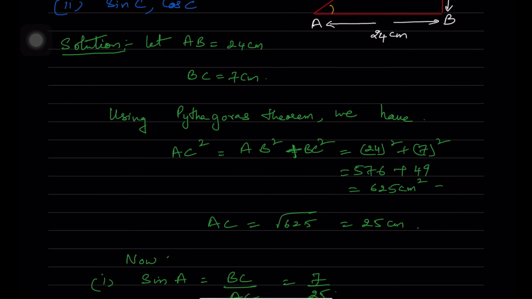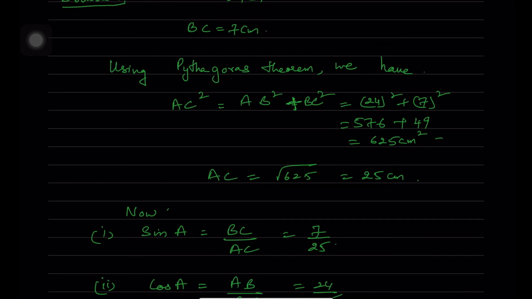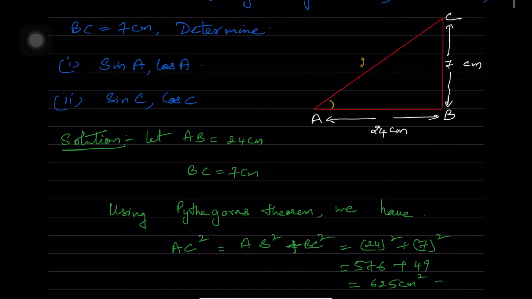Using Pythagoras theorem, we have AC square is equal to AB square plus BC square. You know that hypotenuse square is equal to the sum of squares of the other two sides. Therefore it is 24 square plus 7 square, which is 576 plus 49, which is 625 centimeter square. So AC is equal to root of 625, which is equal to 25 centimeters.